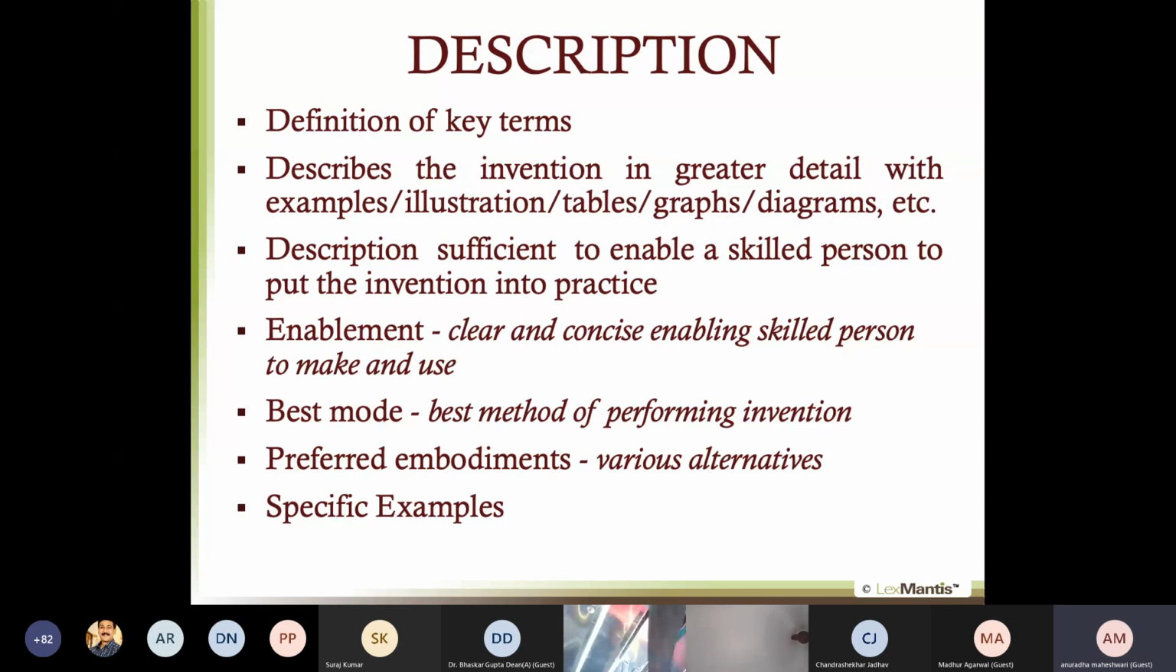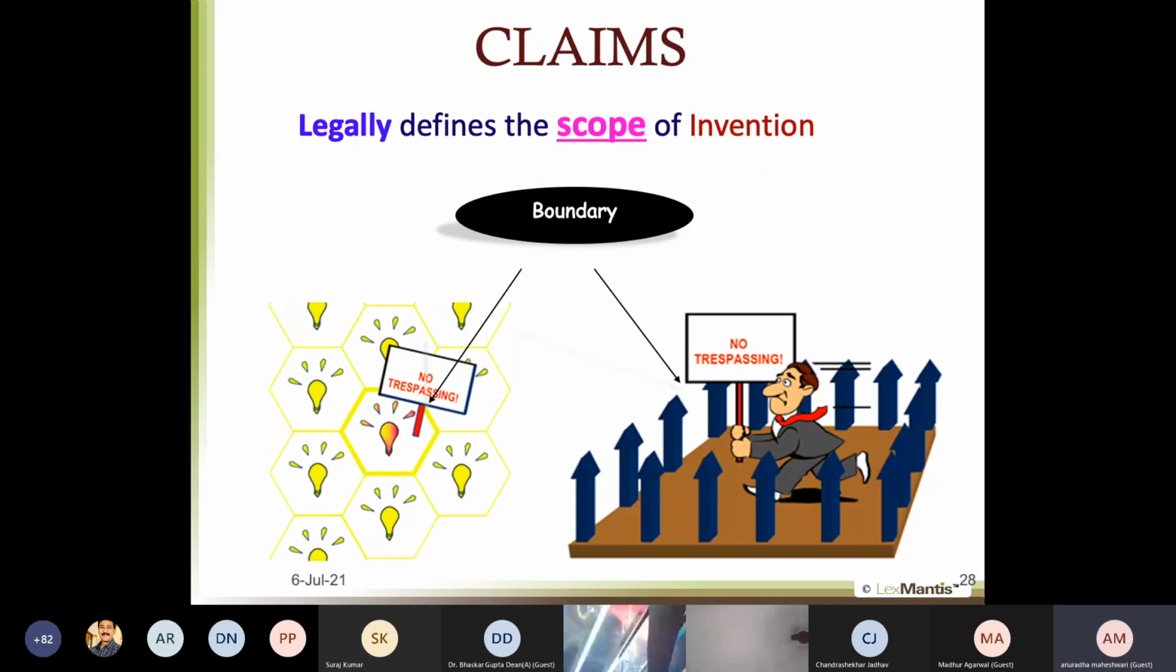We also use another term: enablement has to be clear and concise, so that anybody reading it should be able to understand what to do next. I do this first, then I do this, then this, then this. It's written as clearly as it gets. And as I mentioned before, and I'm repeating, we have to mention the best method of performing the invention, so that when the entire detail goes out into the public domain, the public will not have any difficulty in understanding the invention.